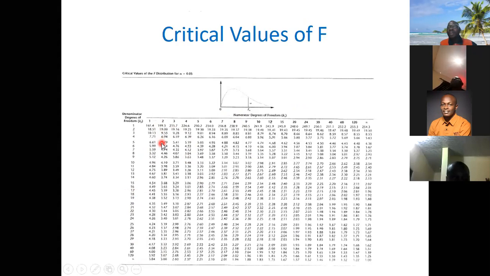So if there are 3 groups, the degree of freedom for the numerator will be 2. If maybe each of the groups is 5, 5, 5, the degree of freedom for the denominator will be 12, because each of them will be 5 minus 1, 5 minus 1, 5 minus 1, so 4, 4, 4 makes 12. So now look where 12 crosses 2. That value, 3.8, will be the critical value for that particular case.